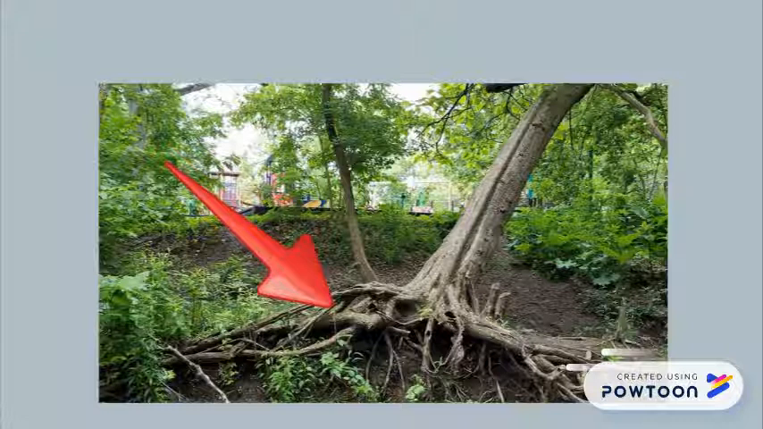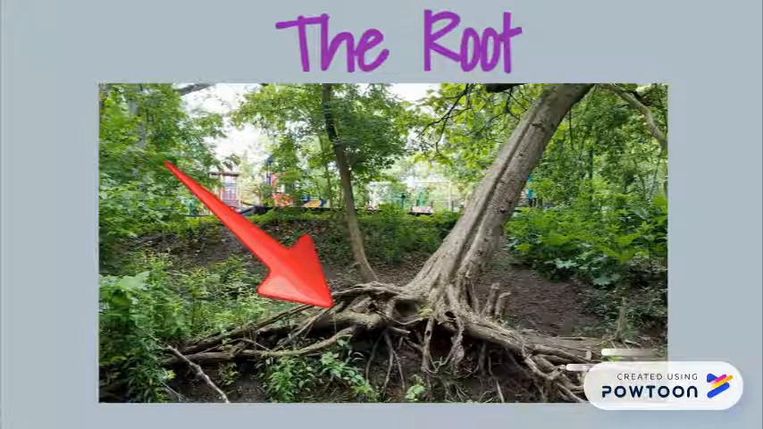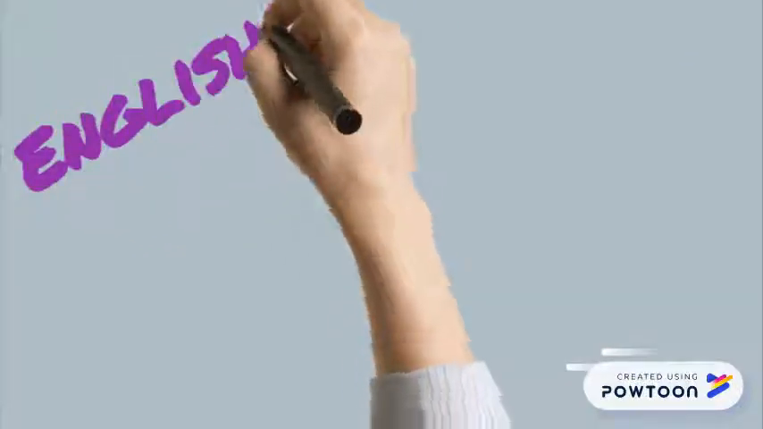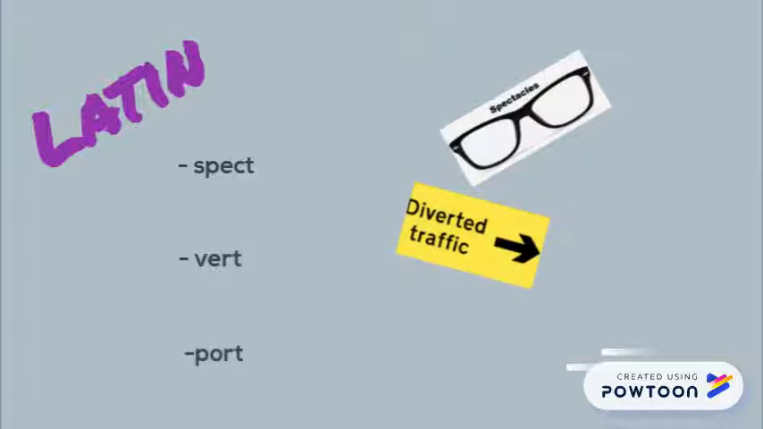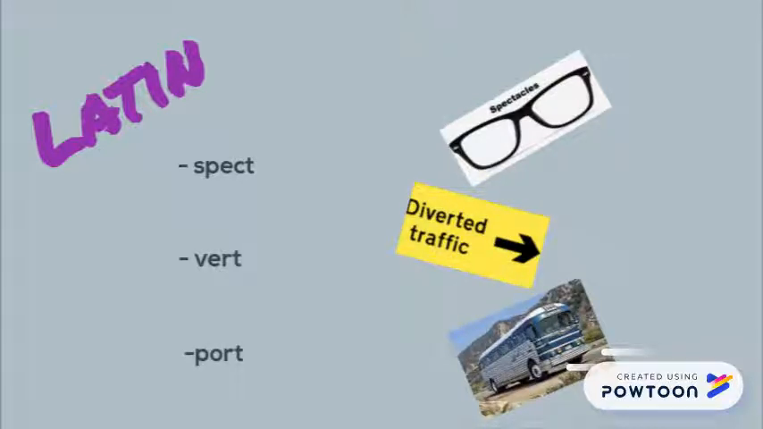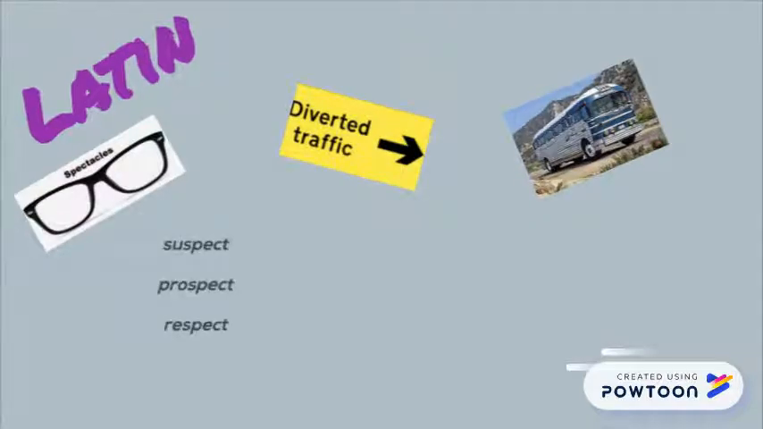So let's start with the basics, roots. The root is the foundation of the tree, and the root is the foundation of the word. So, in English, many roots come from Latin. For example, spect means to see or to look, vert means to turn, and port means to carry or to take. When affixes are added to these roots, we create new members of the family.